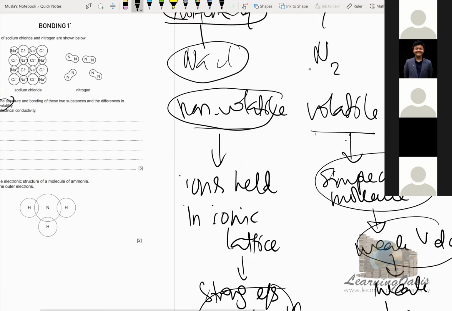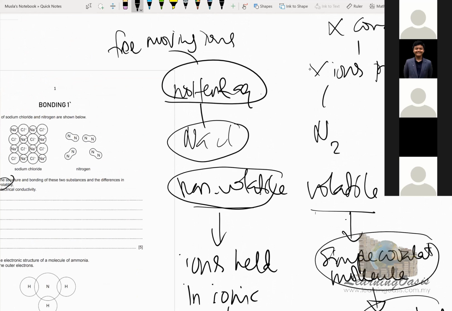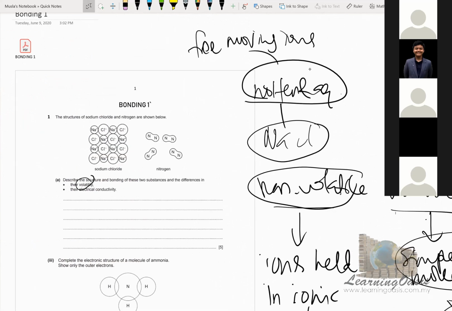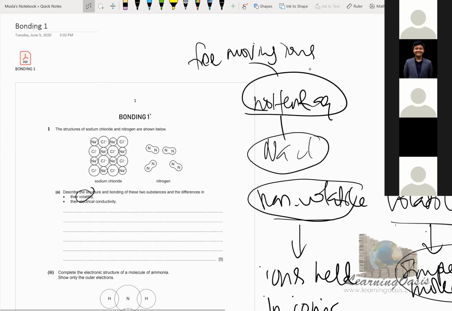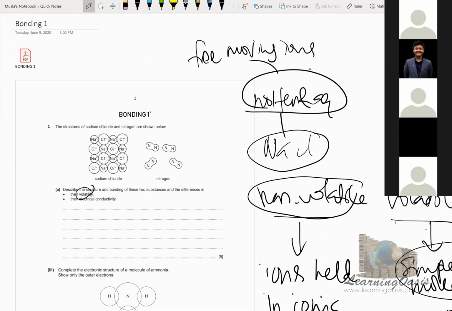Understand? Yes. Any one of you get 5 marks? I don't think so. Sodium chloride conducts electricity. You must mention in molten or aqueous, aqueous, presence of free moving ions. Okay? If you just say sodium chloride conducts electricity, it is not enough.